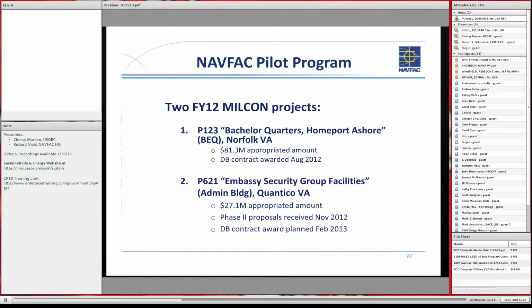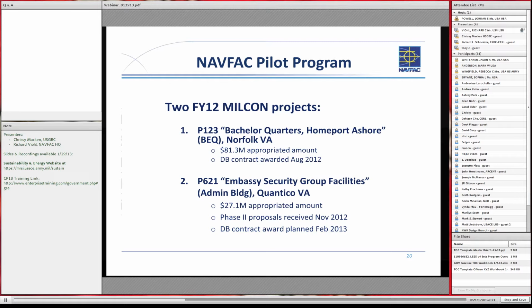We've got 2 pilot projects underway. The first one I mentioned earlier at NAVFAC, that was awarded. It was actually awarded back in August. There was a protest, so it just became available to us recently to get into the detailed review of what we got. That was a big project, a high-rise. We got some really meaningful results.